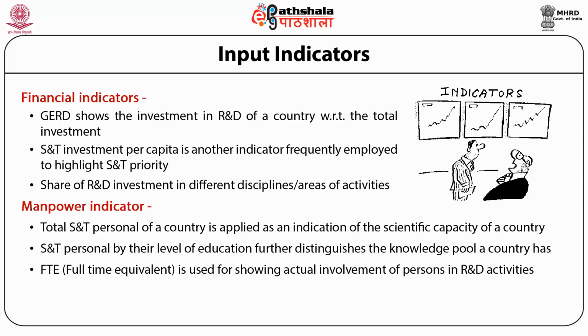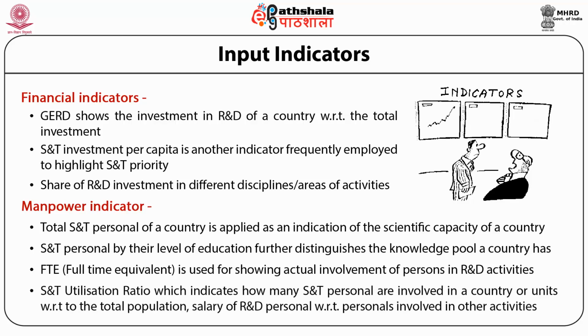This becomes important because in many S&T activities, such as teaching, library or other service-related activities of S&T, the component of R&D involved has to be properly estimated. With proper estimation of that, one can get a correct estimate of R&D manpower involved in S&T activities. Then there is the S&T utilization ratio, which indicates how many S&T personnel are involved in a country or unit with respect to the total population, and the salary of R&D personnel with respect to personnel involved in other activities.